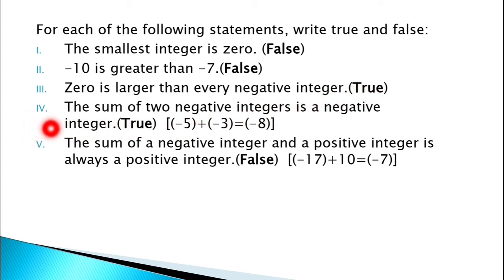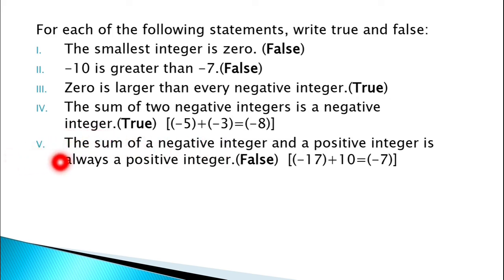The fourth statement is, the sum of two negative integers is a negative integer. This is always true. Why? For example, if we have two negative integers minus 5 and minus 3, then if we add these integers, what do we get? Minus 8, which is also a negative integer. Hence we can say that the sum of two negative integers is a negative integer.